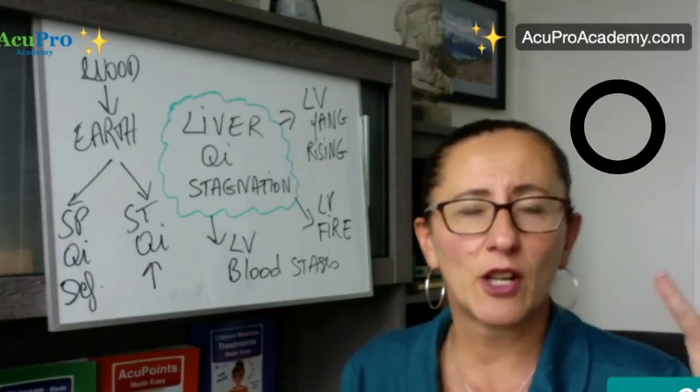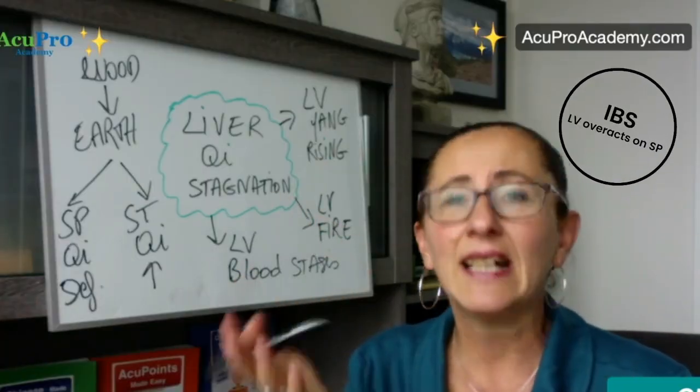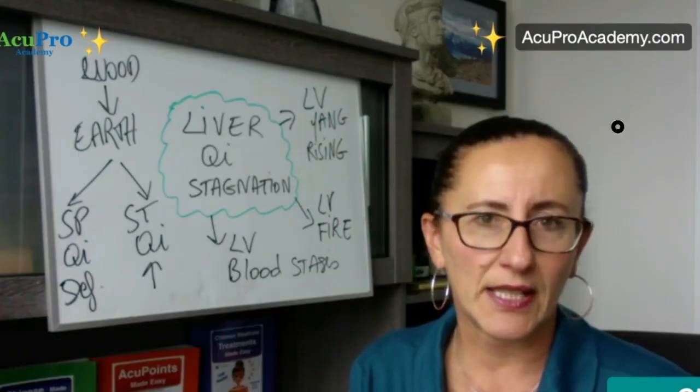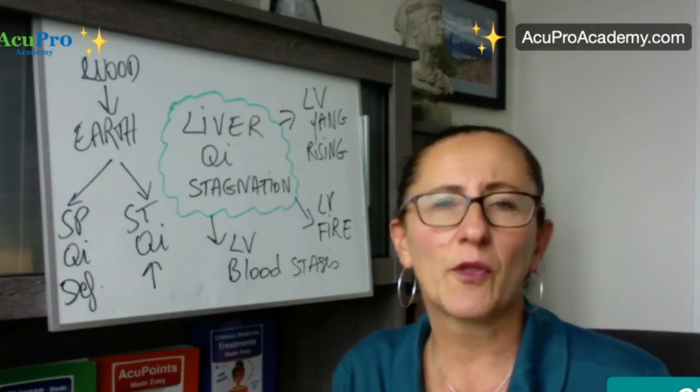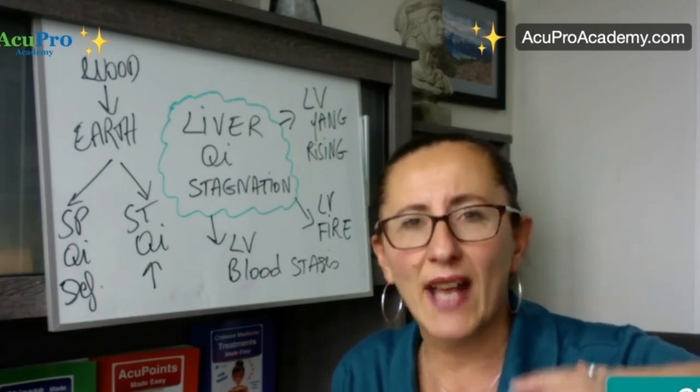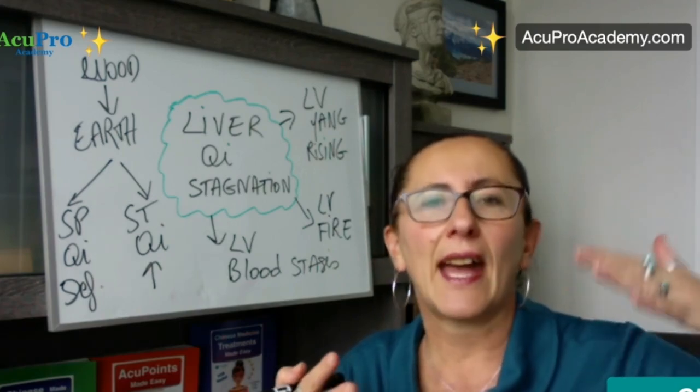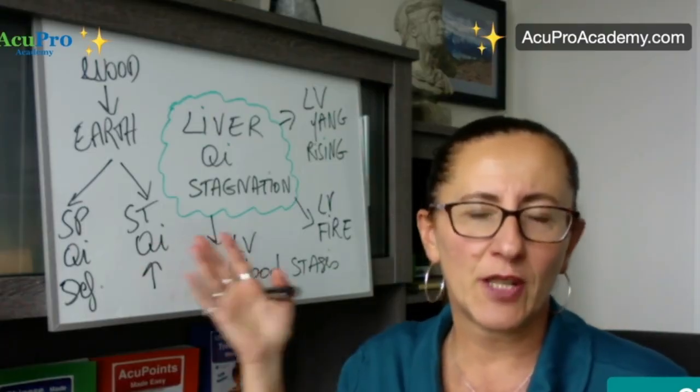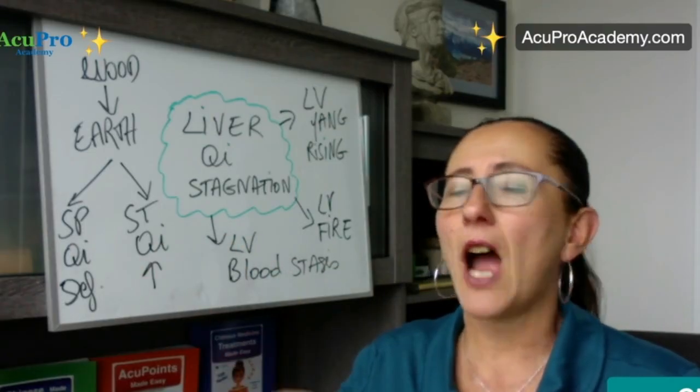Irritable bowel syndrome is a constipation alternating with diarrhea. That is a liver overacting on spleen. So that's very common as well. The person will be fatigued, all the stress, and they worry so much that it's exhausting them, and spleen qi becomes deficient.